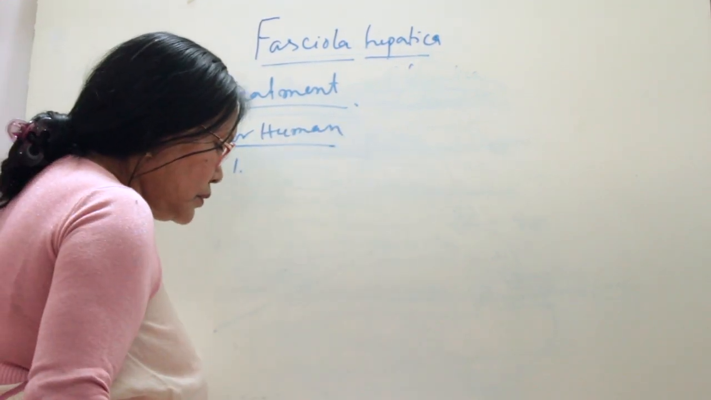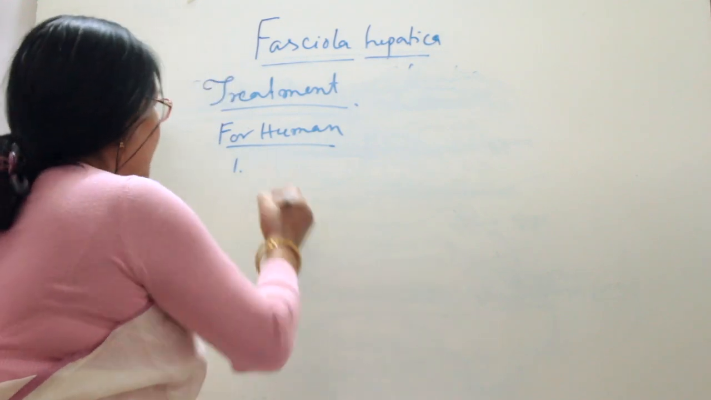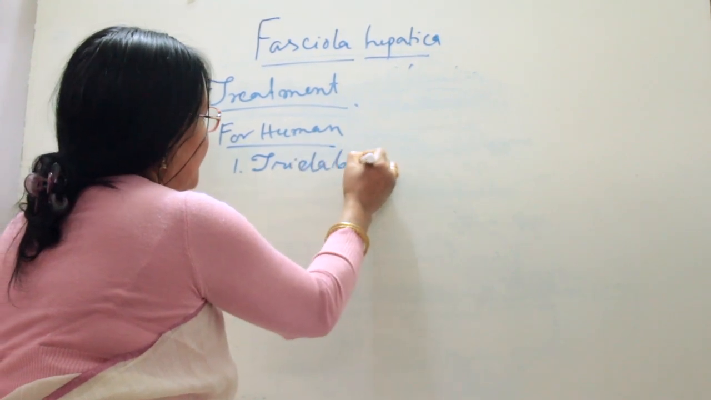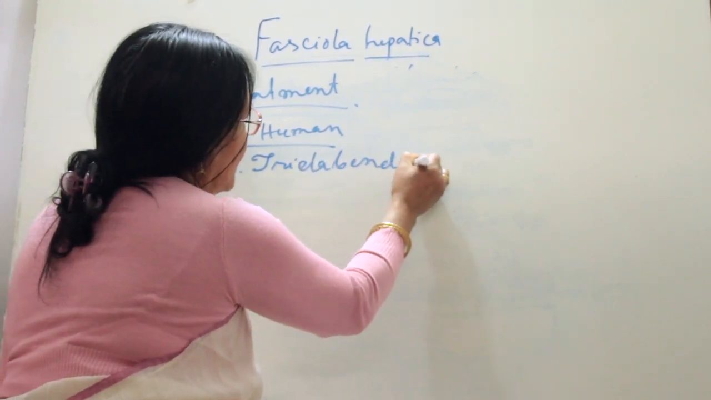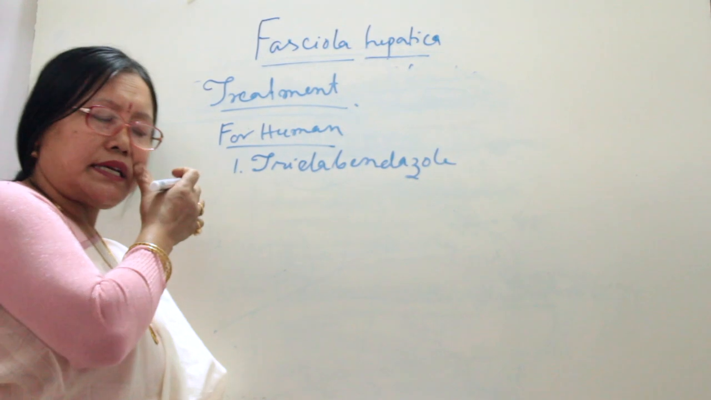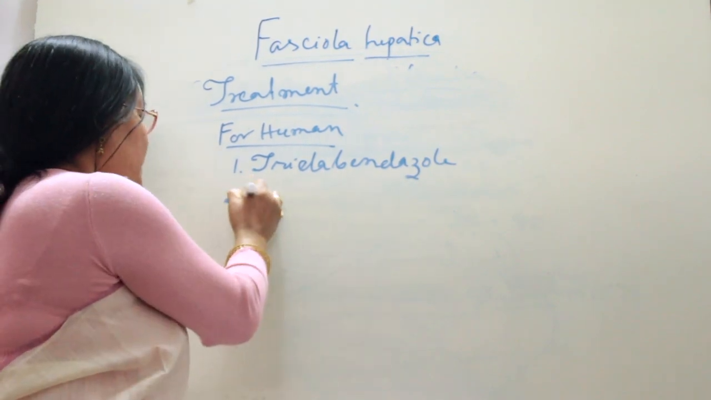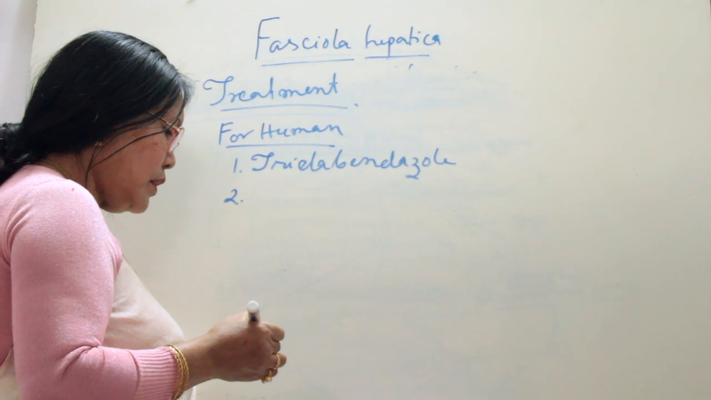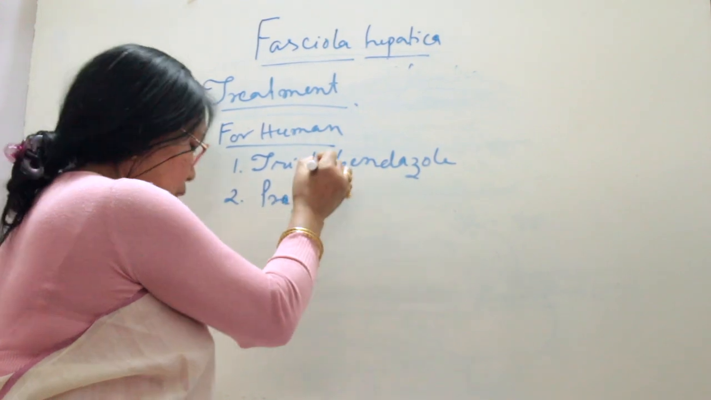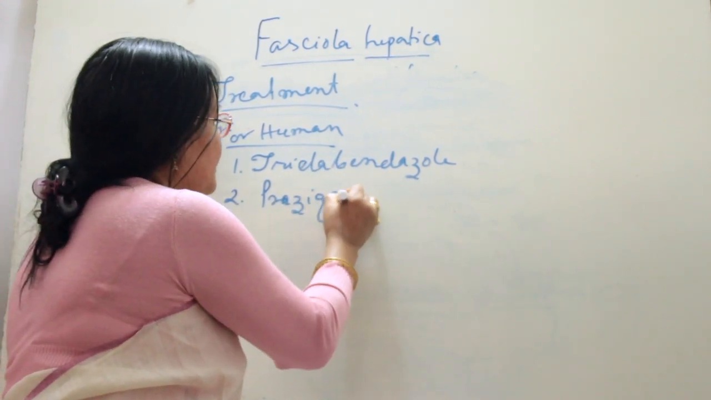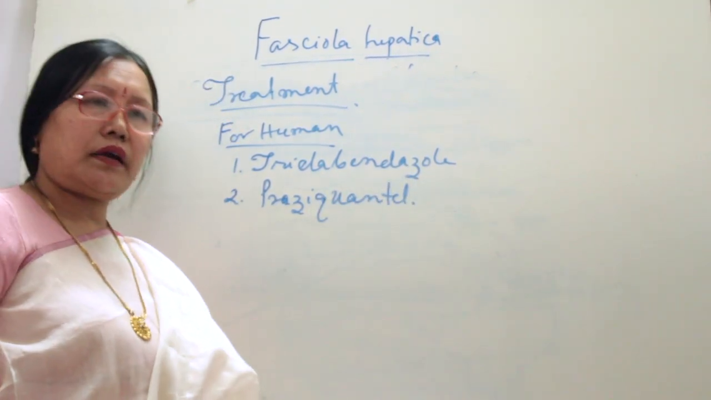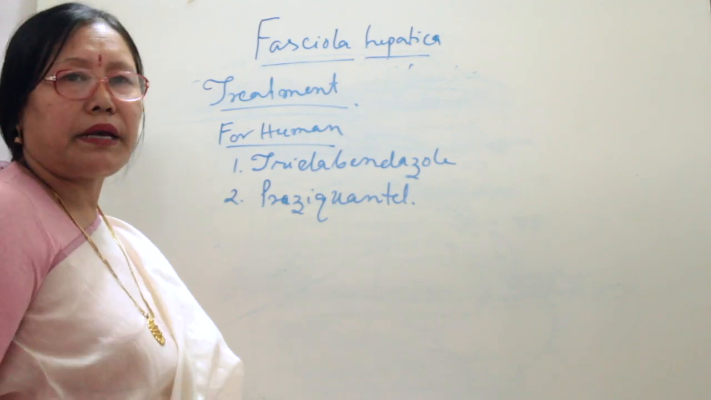Number one, triclabendazole. Triclabendazole is the tablet given when this parasitic disease is present in human beings. Another tablet is praziquantel. These two tablets are usually prescribed when humans get infected by this parasite.